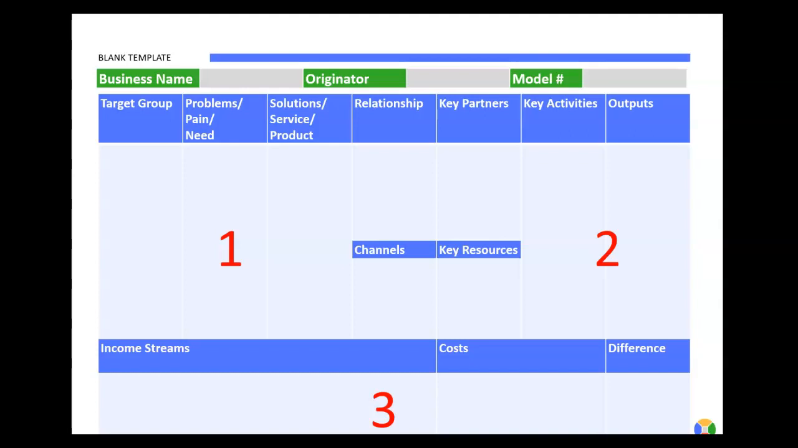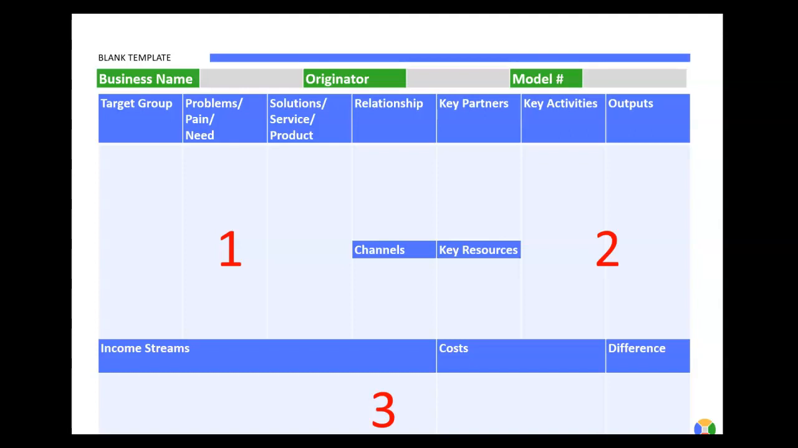I may actually at some point, as part of this series of videos, talk about the lean methodology and the MVP, minimum viable product. So I will be looking at that in some later videos. The second video that I'm definitely going to do is to cover relationships, key partners, key activities, outputs, channels, and key resources. And then finally, we'll look at the financial part of it, which is the income streams, cost, and the difference. Okay? So let's get started.